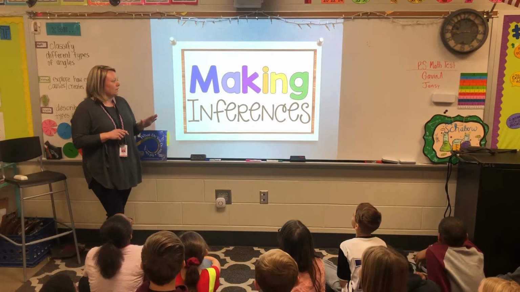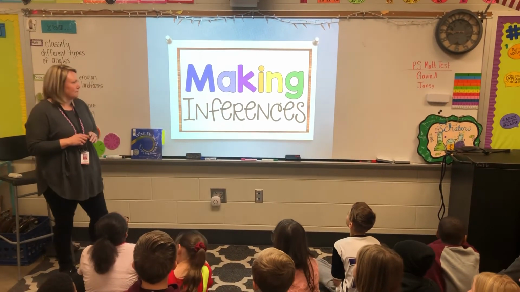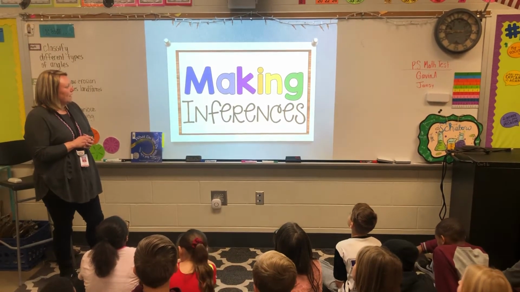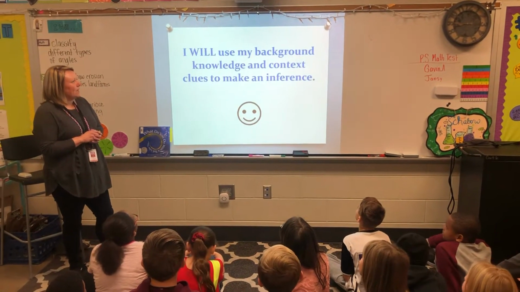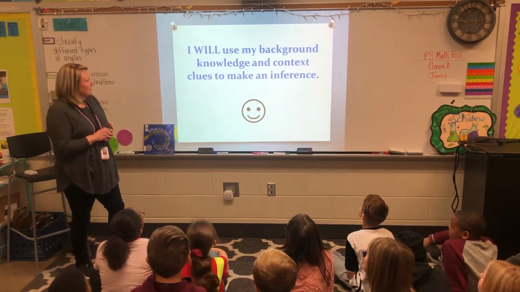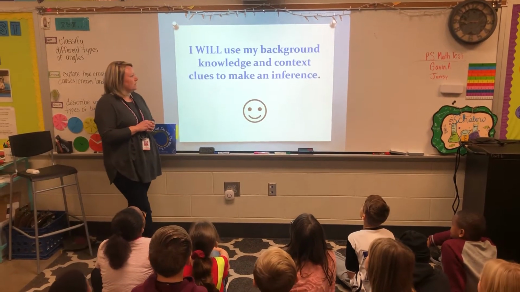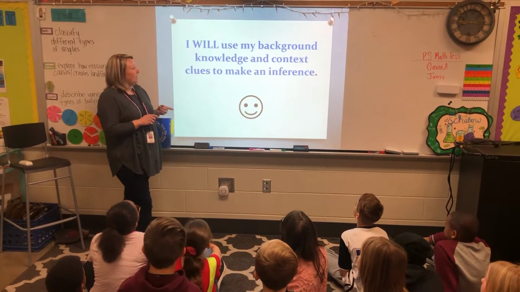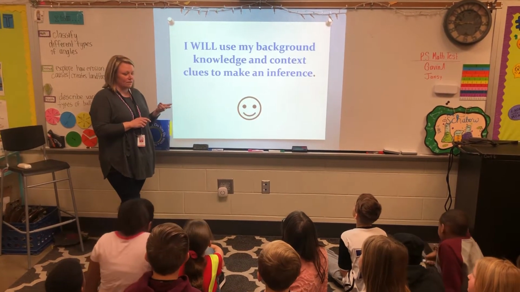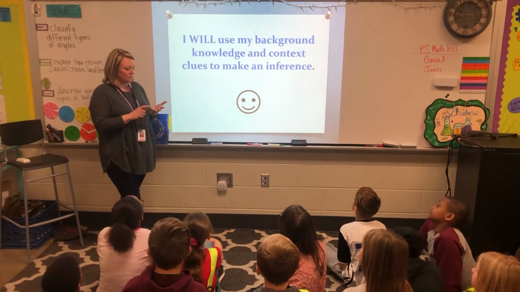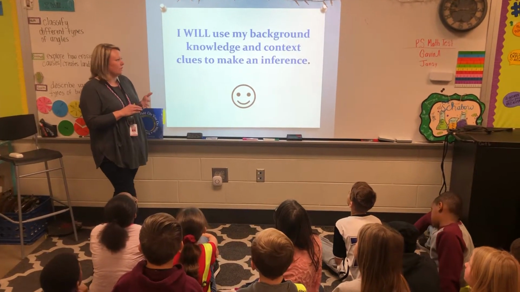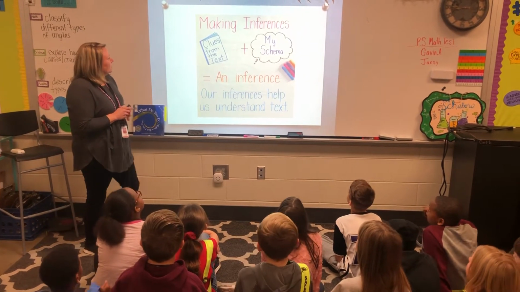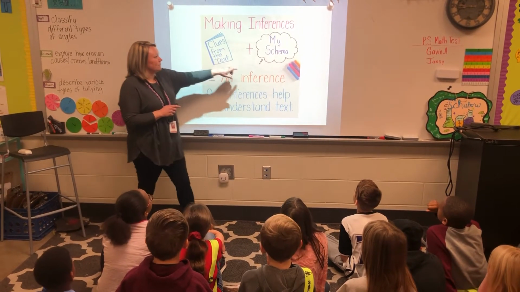Okay, so today we're going to do a lesson on making inferences, and that's something that you have practiced before. We've talked about it before. Today our I will statement is I will use background knowledge and context clues to make an inference. So we're going to use what we already know, and we're going to use what we're reading in the text, like clues from our stories or passages or sentences we're given to make an inference. Okay? So when we make one, we're going to take our clues from the text plus our schema.